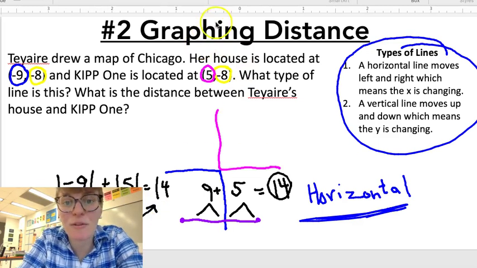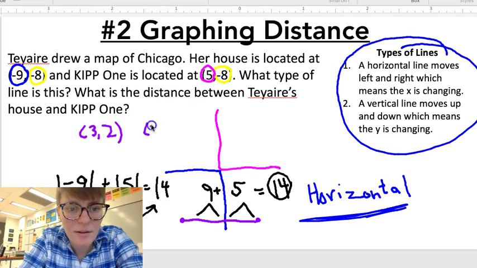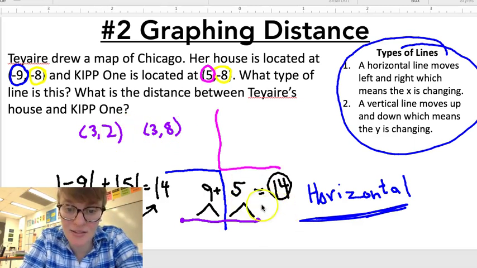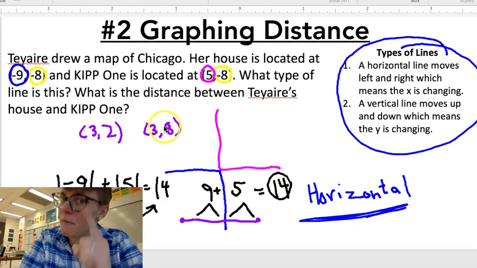Okay, let me give you a few examples so we can practice real quick. Let's say it was from (3, 2) to (3, 8). We would not do 2 plus 8 because these are both on the positive side. These would both be over here. So it's just from 2 to 8, the distance would be, fill it in.